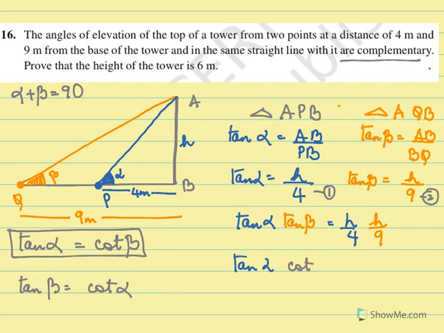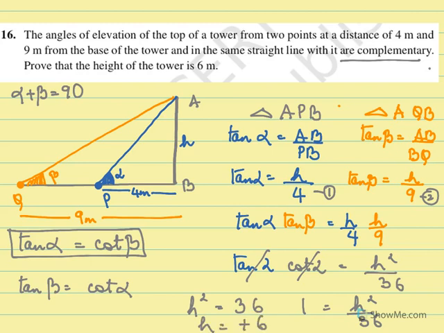So here I'm putting tan alpha into cot alpha equal to h square over 36. Now tan and cot will cancel because they are reciprocals. So 1 equal to h square over 36. So I'll do here h square equal to 36 and h equal to plus 6. The minus 6 I ignore because it cannot be negative. Height cannot be negative. So the height of the tower is 6 meters.